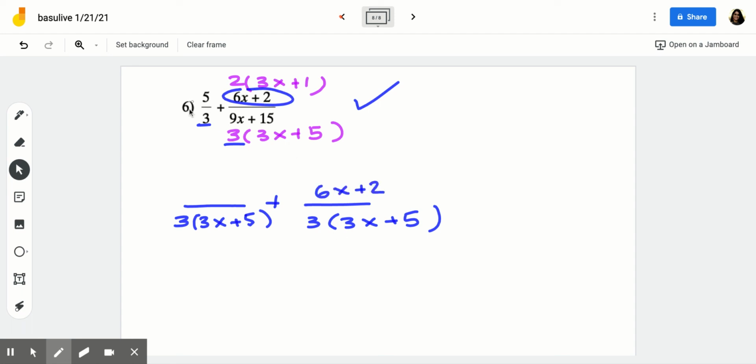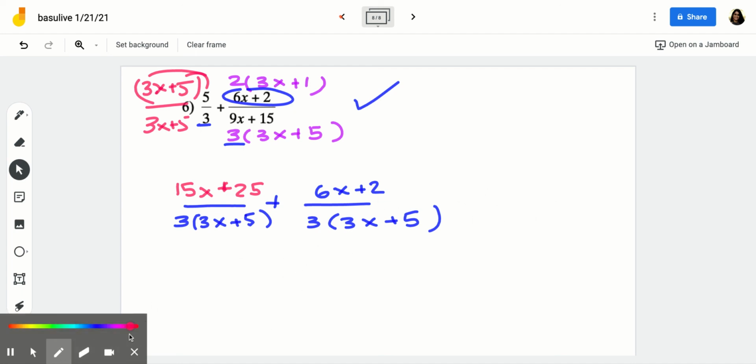All right, now what about this first fraction? The first fraction is missing the 3x plus 5. So I need to multiply that by a 3x plus 5 on top and bottom. Well, 3 times 3x plus 5 is already written. I'm going to multiply this 5 into both of these. 15x plus 25. Okay, that was the hardest part about this problem, and hopefully we don't make any mistakes along the way.